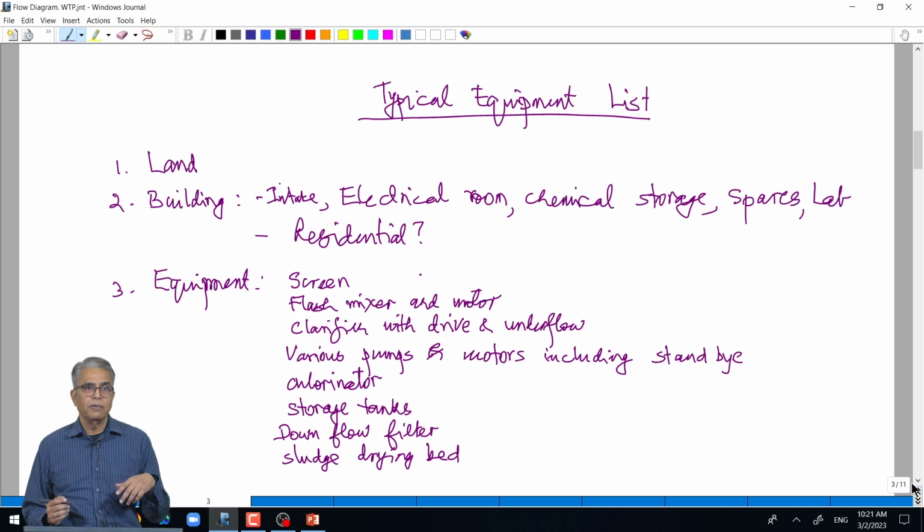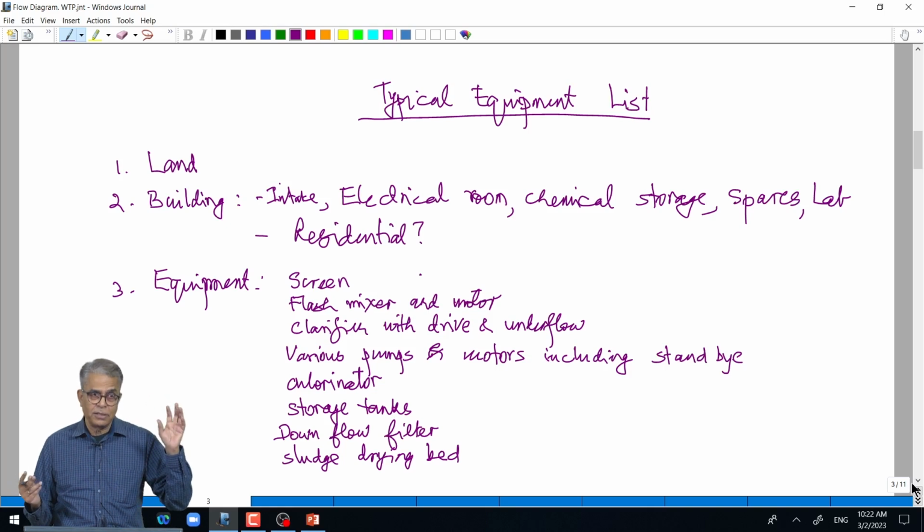Now, we write out the equipment list. Land, like we said, we will ignore in this calculation, because government provides it free of cost, they acquire the land and give it to you. So, land is 0 value, but you have to recognize there is some land required at 2 places, one near the intake, another place where the water treatment plant is built.